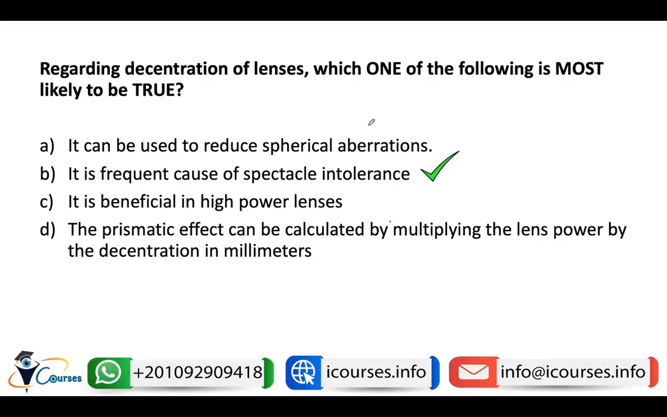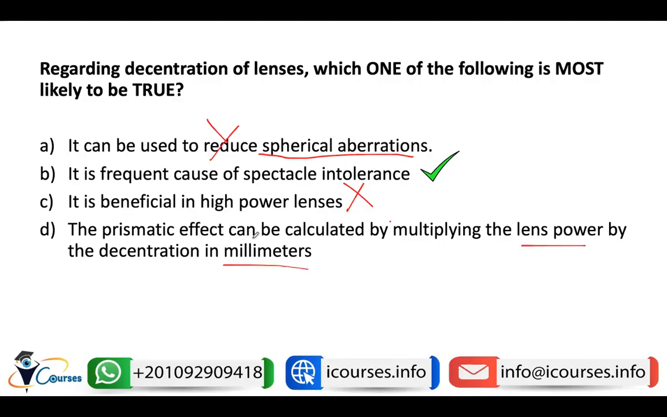Exactly. We still haven't discussed spherical aberrations. You will find it in the second week lectures, but this has no relation to reducing spherical aberrations. It can cause spectacle intolerance because of the prismatic effect that results from decentration of lenses, especially if there is high power. The higher the power of the lens, the more the decentration, leading to more intolerance. The prismatic effect can be calculated by multiplying the lens power by decentration in millimeters.